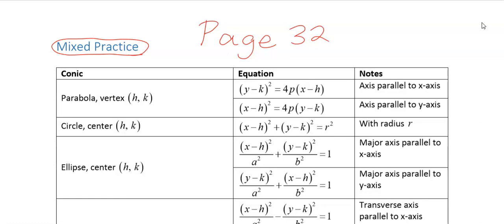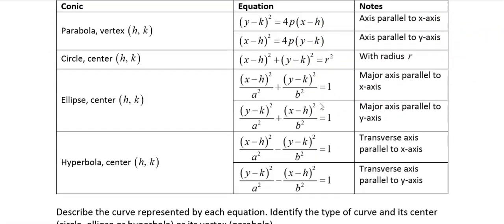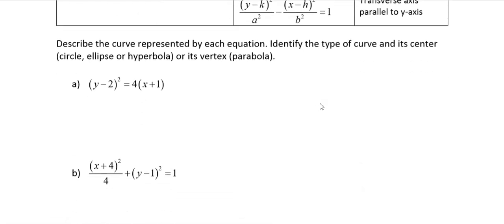Would you be able to look at the equation of one of the four conic sections and determine which of the four it is? And once you've done that, can you just pick out some of the information that they're asking for right here? So let's see what the question says. This is about halfway down page 32.